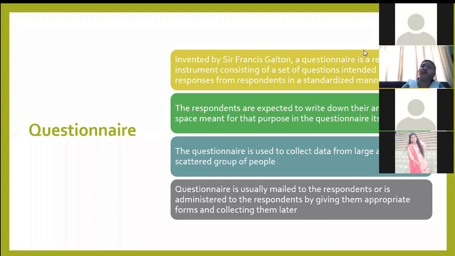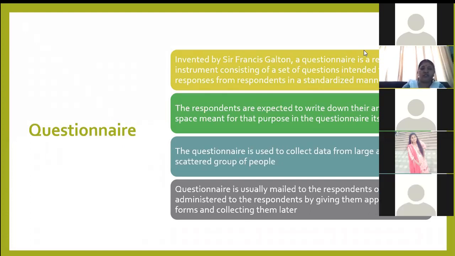The questionnaire is used to collect data from a large and widely scattered group of people. Most often, we use the tool of questionnaire to collect information if the respondents are very large in number and widely scattered. Usually, we mail questionnaires to the respondents, or sometimes we administer the questionnaire by giving them appropriate forms and collecting them later. If we are mailing questionnaires, the respondents have to send the questionnaire back after filling it up.